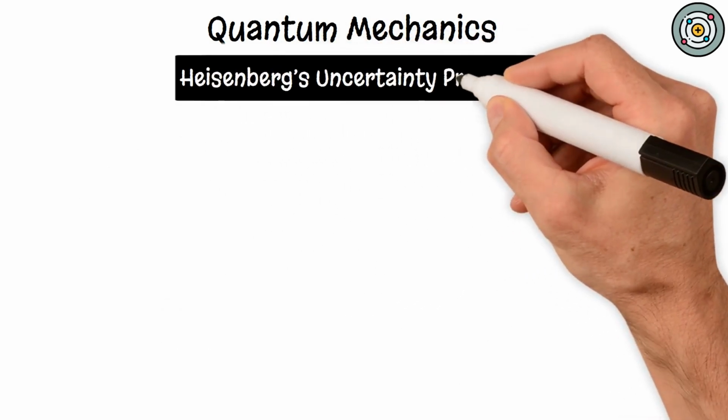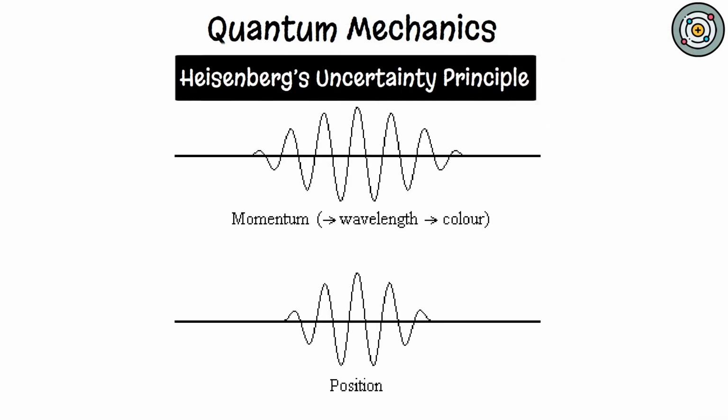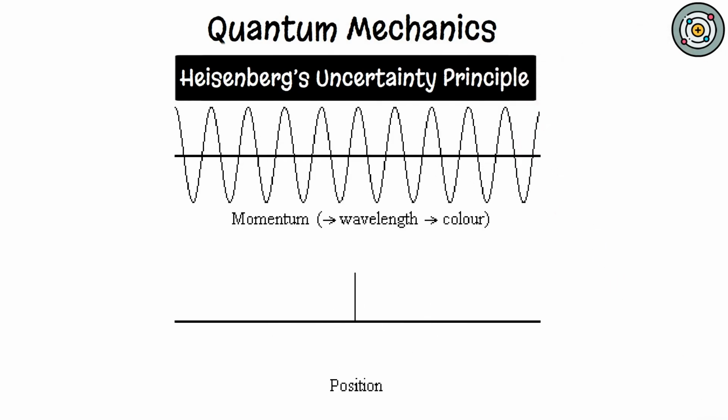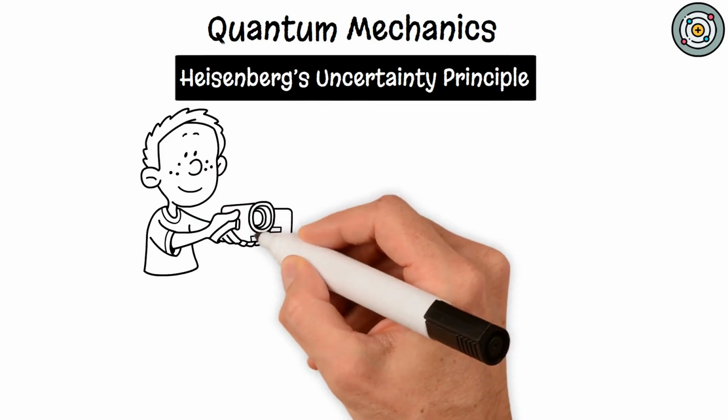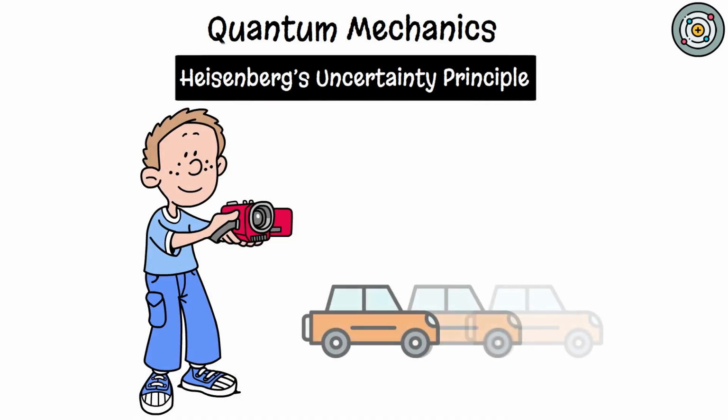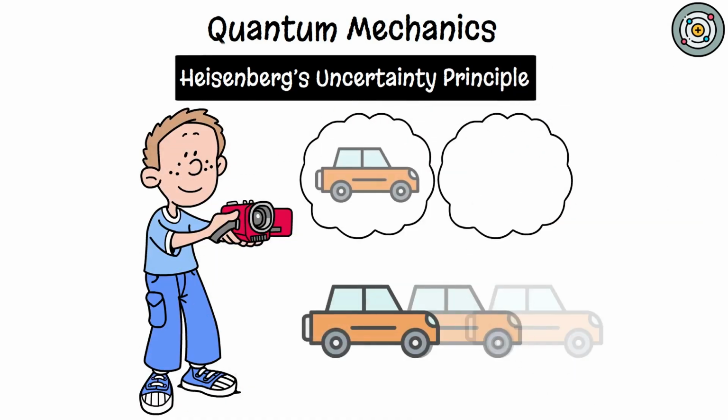Heisenberg's uncertainty principle. You can't know both the exact position and the exact speed of a particle at the same time. The more you know one, the less you know the other. For example, think about trying to photograph a fast-moving car. If the picture is clear, you see its position, but not its speed. If it's blurry, you know it's fast, but not exactly where it is.